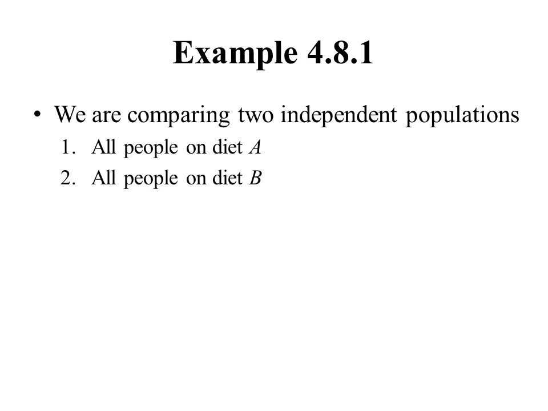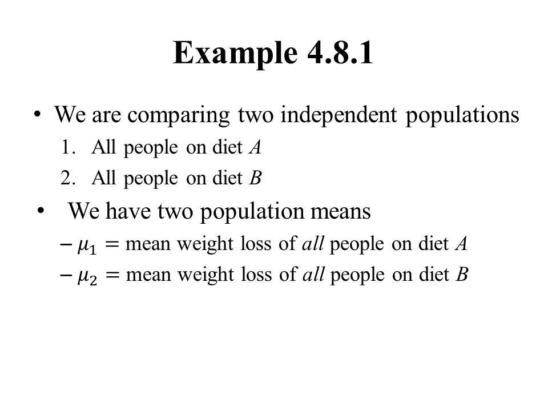Very similar to the first example, we are comparing two independent populations. We're interested in all people on diet A and then all people on diet B. And within those two populations, we have two population means. Mu1, the mean weight loss of all people on diet A, and then mu2 is the mean weight loss of all people on diet B. And like in the previous example, we stress these words all here because we're interested in all people on diet A and all people on diet B, not just the 10 people who took diet A and the 10 people who took diet B.